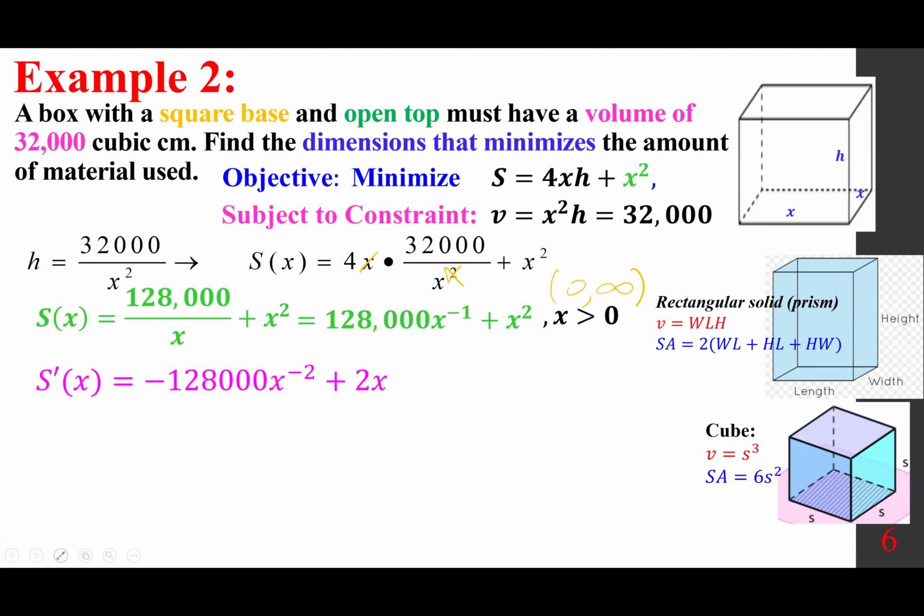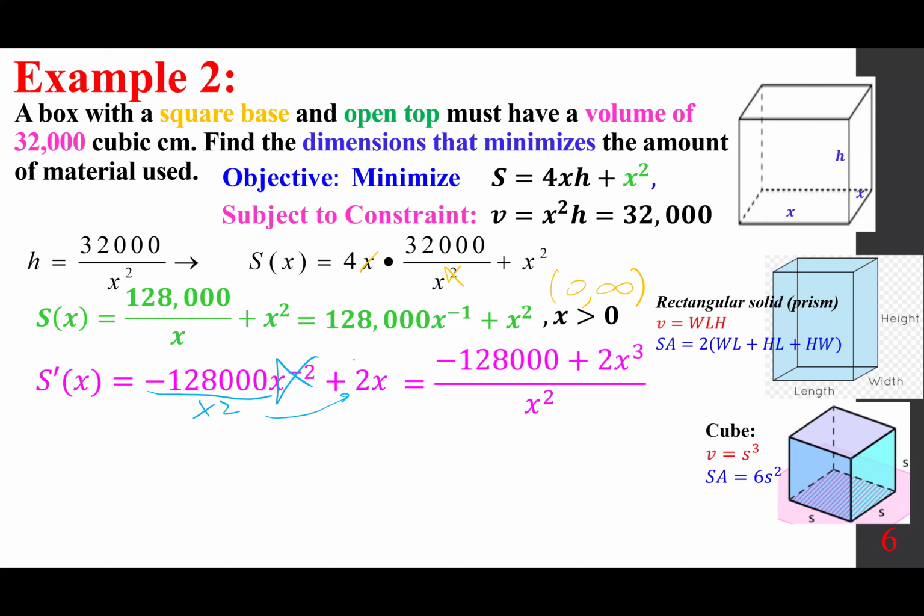This means -128,000 over x squared. And this means x squared is our LCD, the least common denominator. So to make up a fraction here, you have to multiply the 2x by x squared. It becomes -128,000 plus 2x cubed over x squared. Now we are ready to look at critical points.